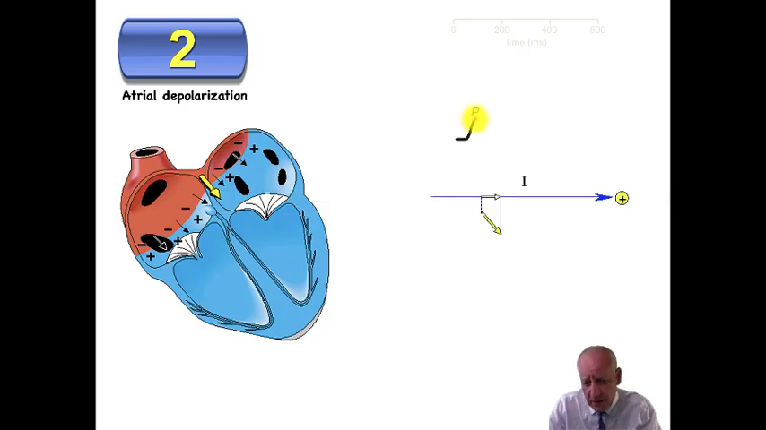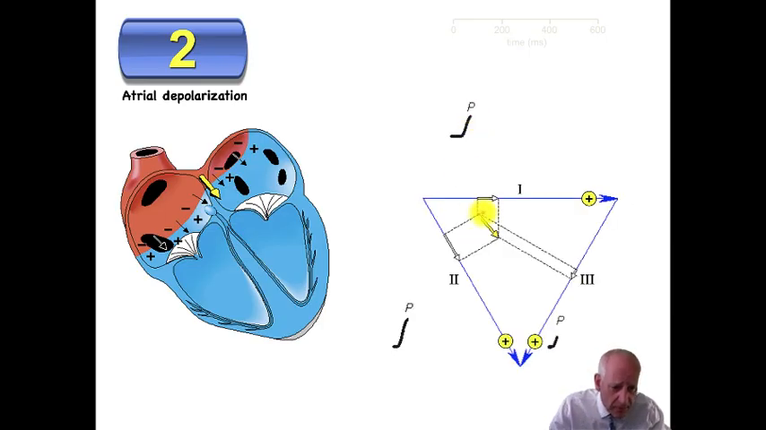And the P wave is relatively small because the atria are rather thin-walled structures. Fewer myocytes give off less electrical current. How would the P wave appear in lead 2? Well, the P wave is even better aligned with the lead axis 2, and it would give a slightly larger positive deflection on the EKG.